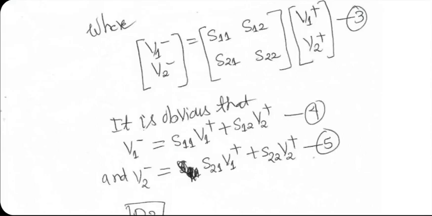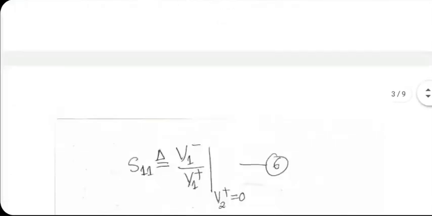S12 similarly is V1 minus divided by V2 plus when the input port is matched. S21 is V2 minus divided by V1 plus when the output port is matched. And S22, of course, is V2 minus upon V2 plus when the input port is matched. There are two of these 4 parameters which are local, S11 and S22. S11 purely depends on the behavior of the input port. S22 purely depends on the output port. The other two are transfer parameters. So these are the four definitions.